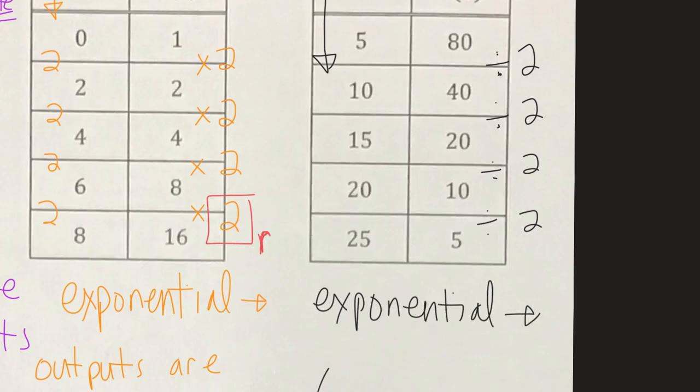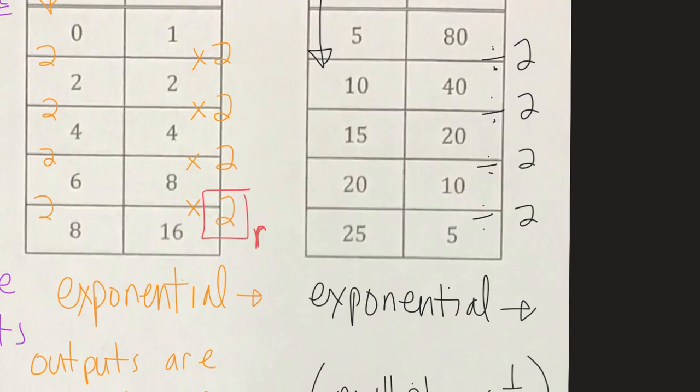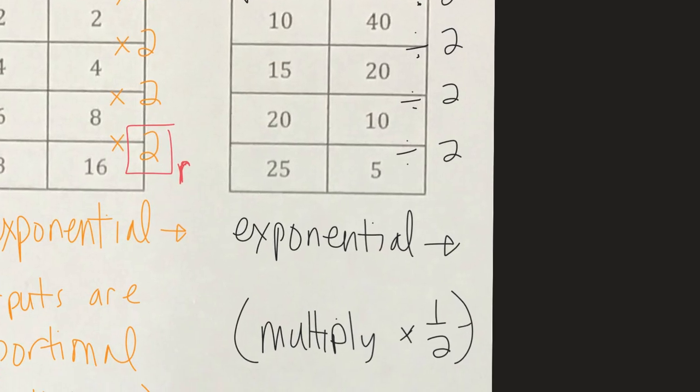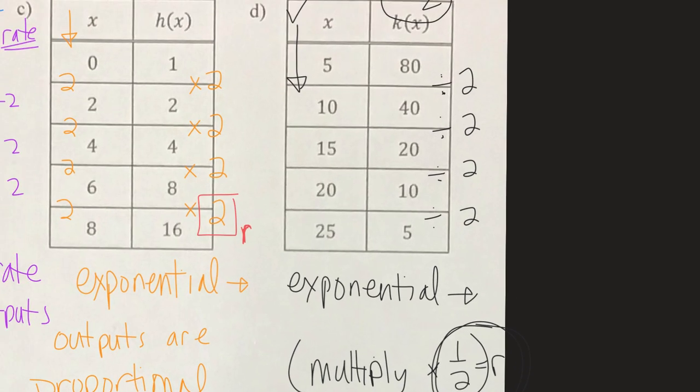Only in this case, this is a multiply by a factor of 1/2. Okay, multiply by 1/2, aka divided by 2. The outputs are proportional. Every output is half of the one before it. That is an exponential growth with a ratio of 1/2. So that would be our ratio for our exponential model if we were to write one.